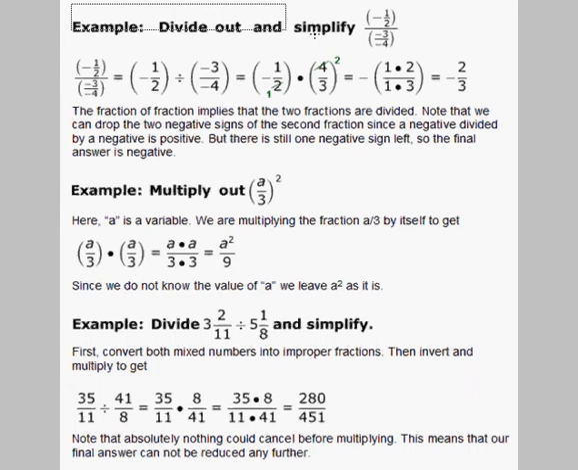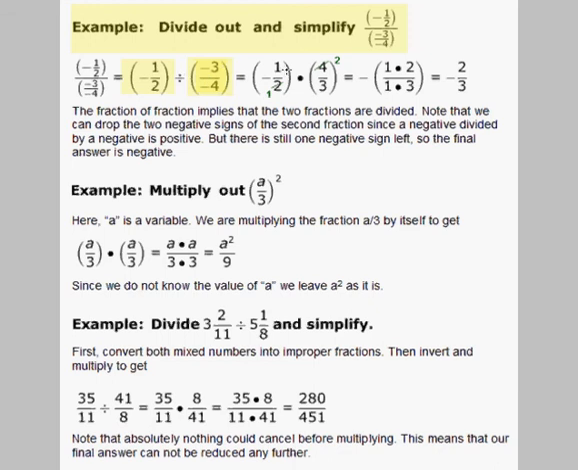Let's look at the example where we divide out and simplify the fraction -1/2 over the second fraction -3/4. Remember I said a fraction implies division. Well, what we really have here is -1/2 divided by a second fraction, -3/4. Now first note that when we have -3/4, that's a division of two negative numbers. That means that fraction, -3/4, is really +3/4. So we can just drop those two negatives.